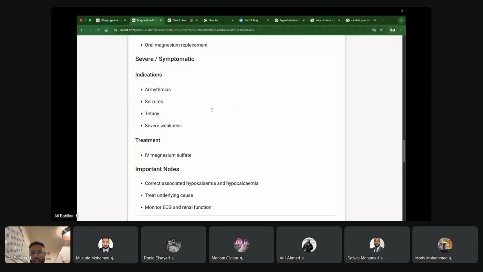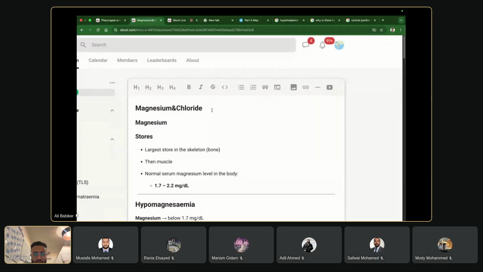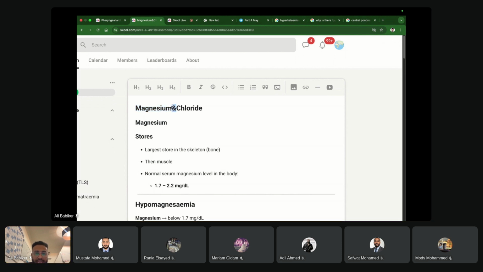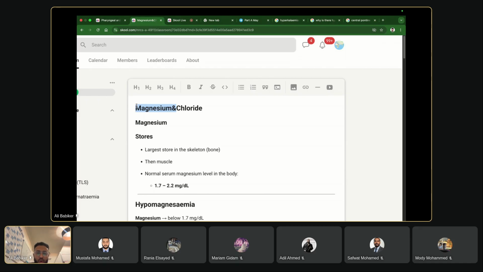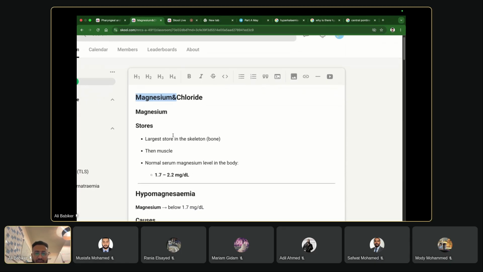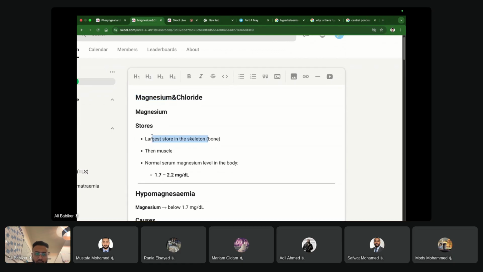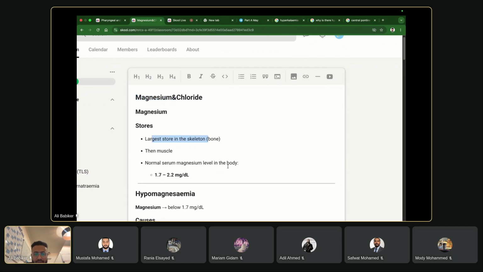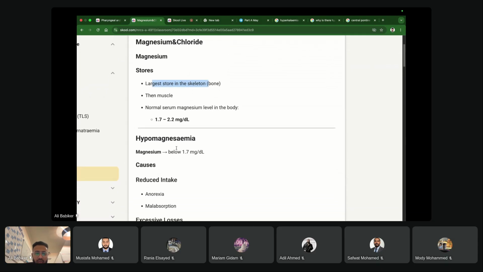For the magnesium and chloride, it's not that high yield. What I want you to memorize, and I already told you about, is that whenever you correct the hypocalcemia, always correct the magnesium with it. Why? Because magnesium is very important for the receptor of parathyroid, and parathyroid produces the parathyroid hormone, which breaks the bones and increases the calcium in the body. Magnesium, the largest store is in the bone, then muscle. Normal serum magnesium is 1.7 to 2.2.